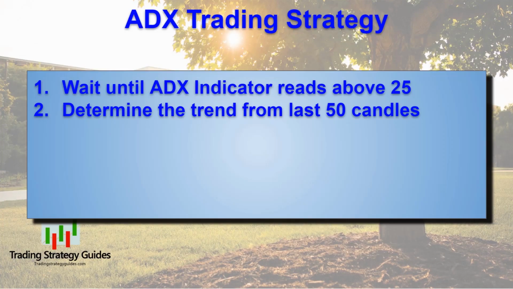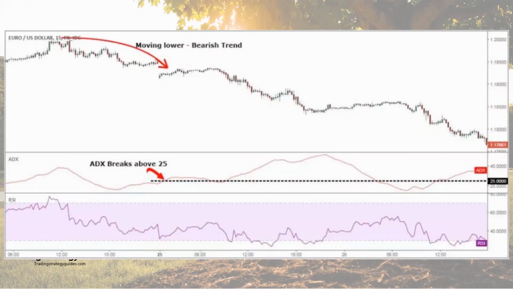Use the last 50 candles to determine the trend. For sell signals, look for price to develop a bearish trend. No matter the time frame, we need a practical way to determine the direction of the trend. By using a sample size of 50 candlesticks to determine the trend, we ensure that we trade in the current trend direction.